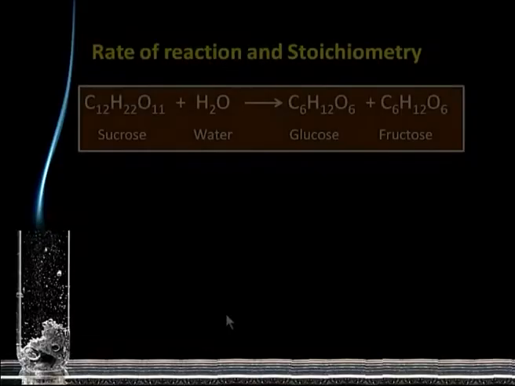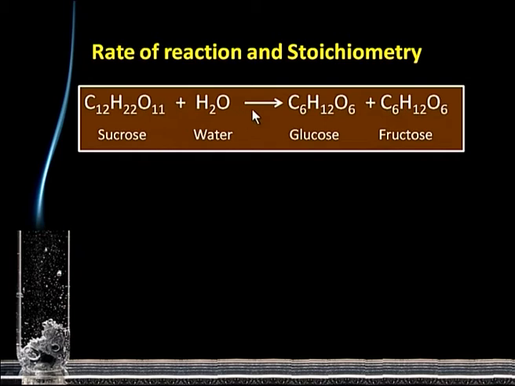Now look at some of the reactions, and you are familiar with this reaction. Inversion of sucrose. 1 mole of sucrose reacts with 1 mole of water to produce an equimolar mixture of glucose and fructose, 1 mole, 1 mole. What do we see here? The stoichiometric coefficient is 1, 1, 1, 1, the same and unity.